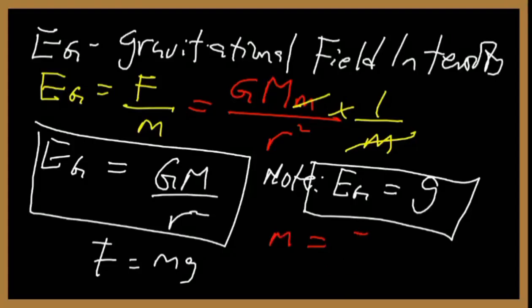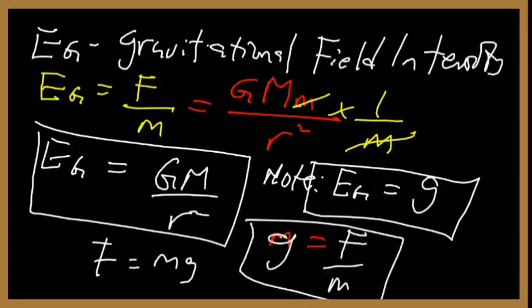If I make g the subject of the formula, we're having g equal to what? F over m. Now look at this, and look at this. You can see that g and EG are the same thing. So note that, don't forget. That's what they call the gravitational field intensity. Okay, so that's the formula. Jot it down.